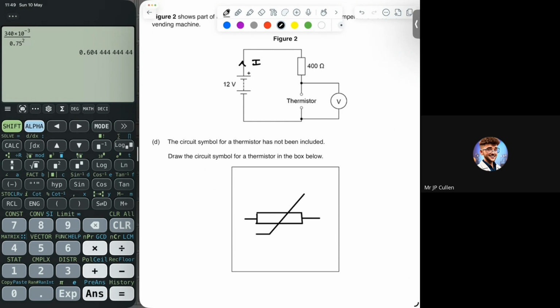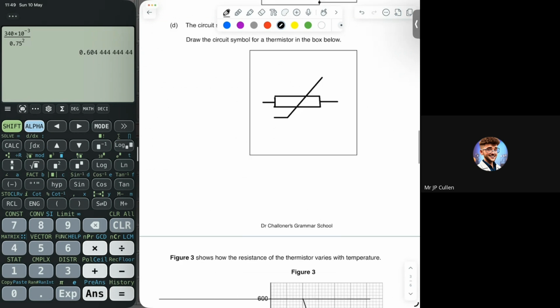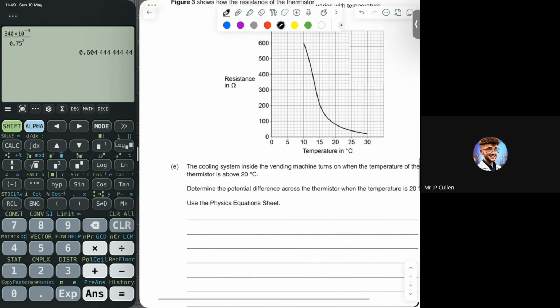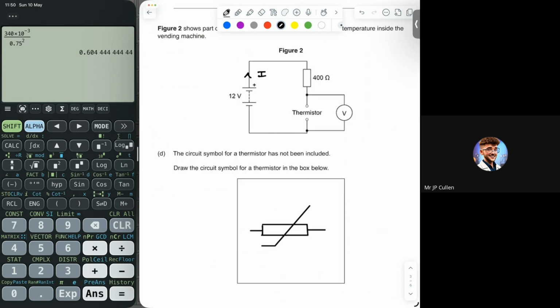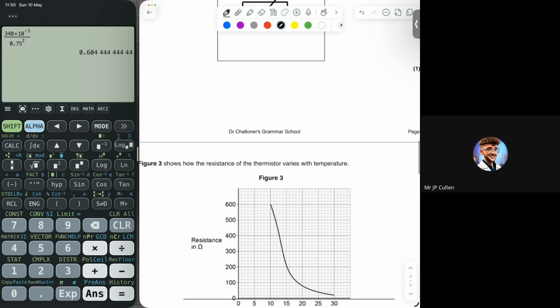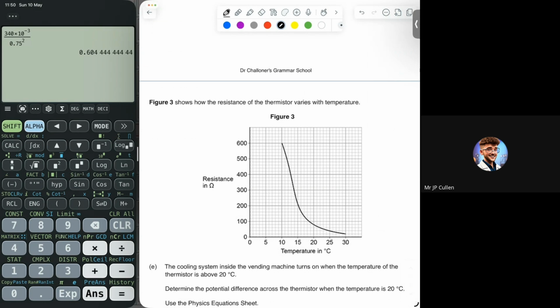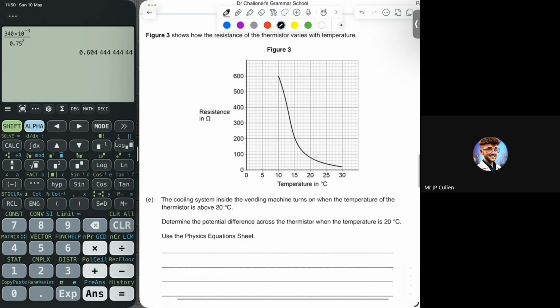So that's all good. And then the next question, I think, is the harder one out of the questions on this. The harder part of the question is this one. And so we've got this circuit. We've got two resistors in series, but one of them's variable by temperature. The other one's fixed at 400. So that's going to be important to this question. It says figure 3 shows how the resistance of the thermistor varies with temperature. Okay, so we know that the thermistor changes its resistance as the temperature changes.